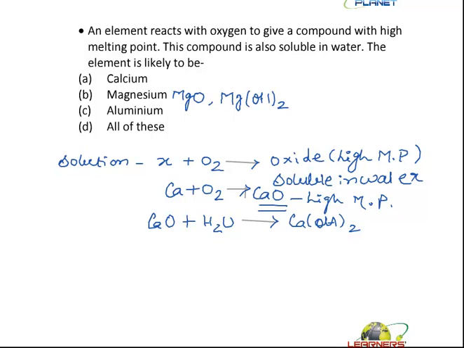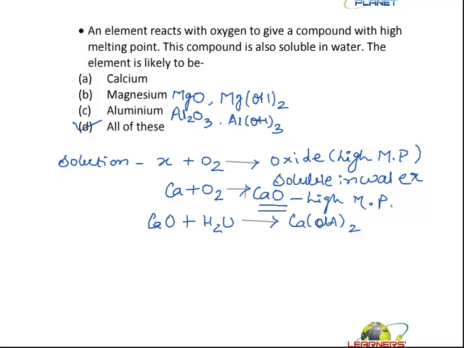Next is aluminium. Aluminium forms an oxide, that is Al2O3. And which hydroxide is it forming? Al(OH)3. So what would be your answer here, students? It would be all of these, because these are all metals. Had any of the non-metals been given here, you would have marked that. You would have to select the metals out of it. But these are all metals.